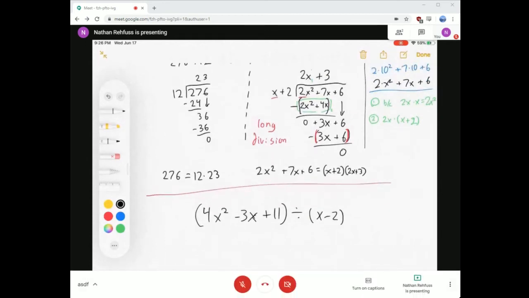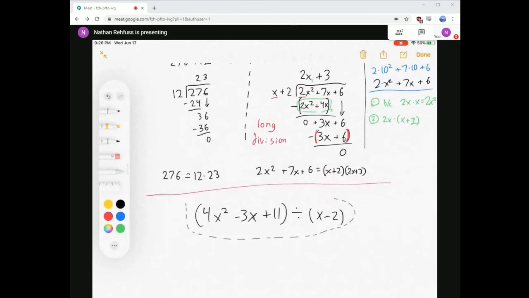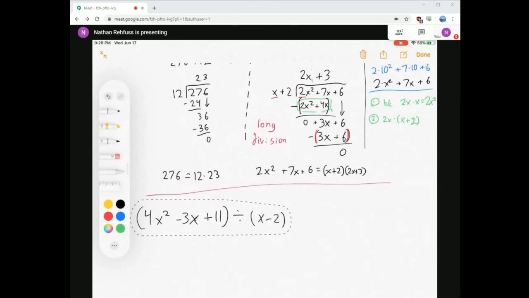Can I get this all on the same screen? That would be lovely if I could get this all on the same screen. Let's try this and then write, here's x minus 2, here's 4x squared minus 3x plus 11. And then I ask, how many times does x go into 4x squared? And your answer is 4x times. 4x times x is 4x squared. And 4x times negative 2 is negative 8x.